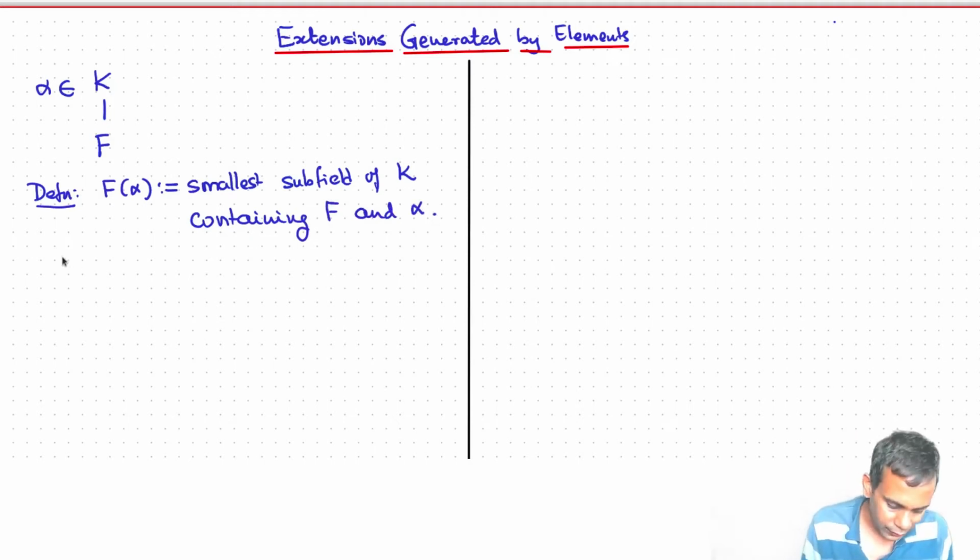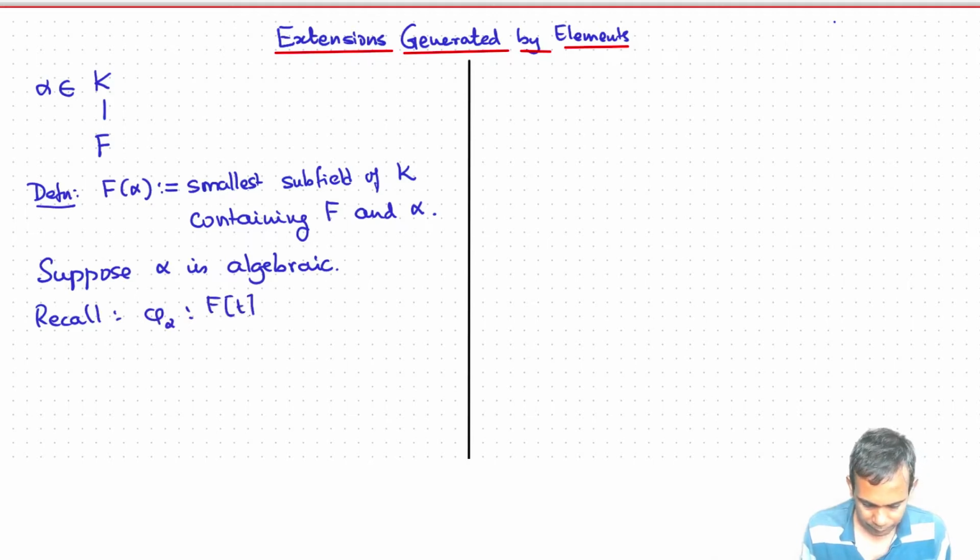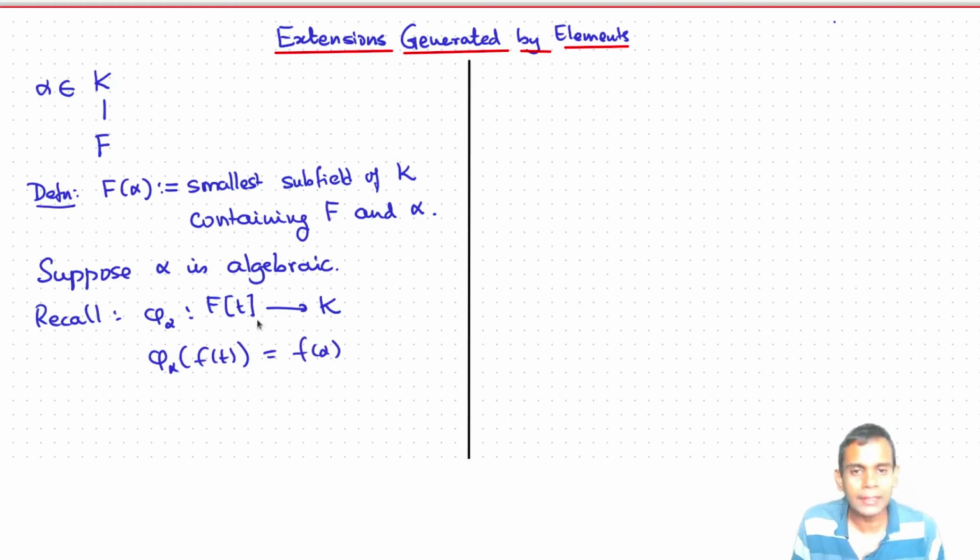So we'll concentrate on the case where alpha is algebraic, and we'll use the substitution map. Recall, we had this map phi subscript alpha from F[t] to K. The substitution map was defined by phi_alpha(f(t)) is just f(alpha). This is a ring homomorphism from F[t] to K. And now look at the kernel of phi_alpha.